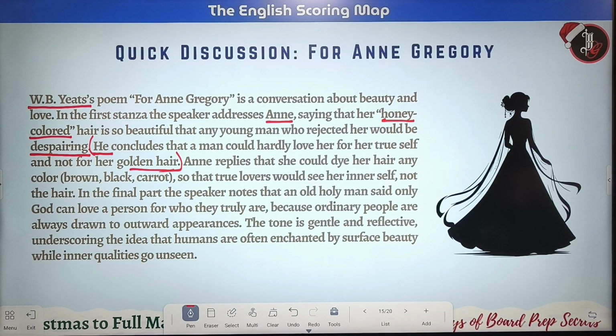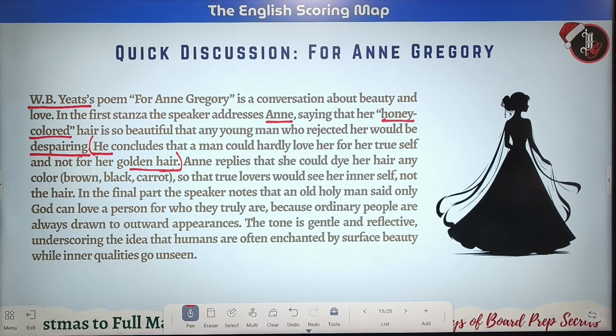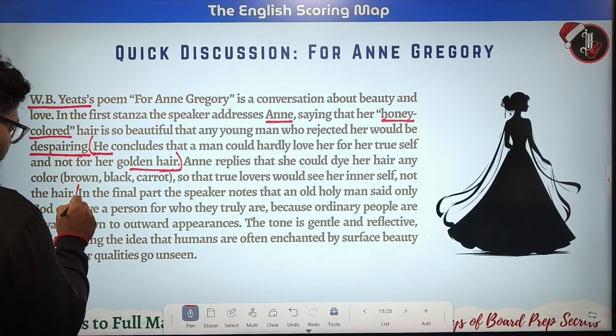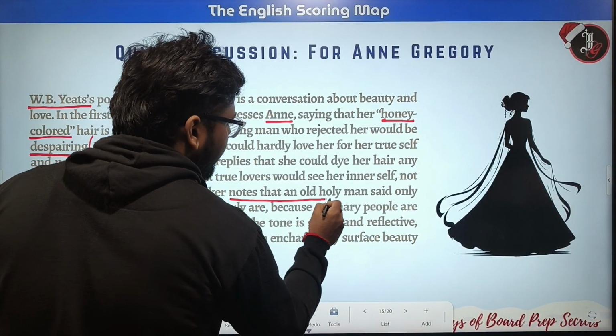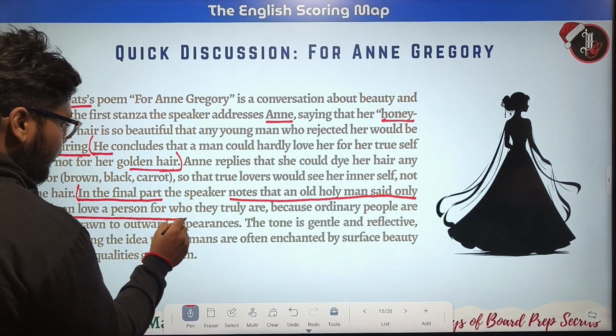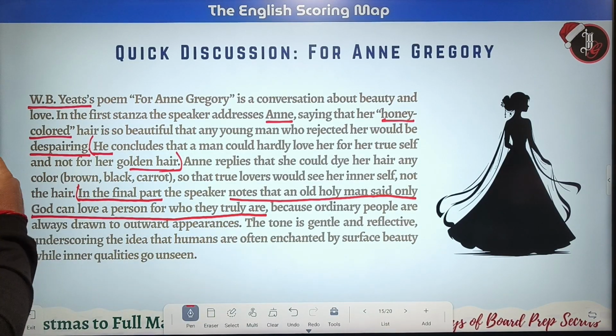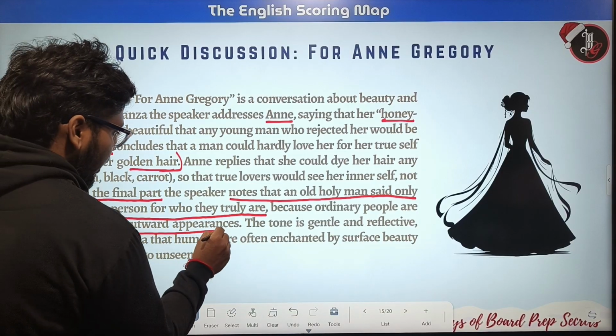In the final part, the speaker notes that an old holy man said only God can love a person for who they truly are, because ordinary people are always drawn to outward appearances. Okay, so he says that ordinary people are always drawn towards the outward appearances.